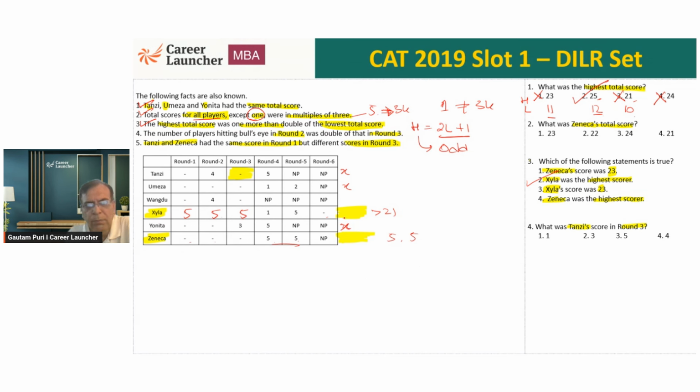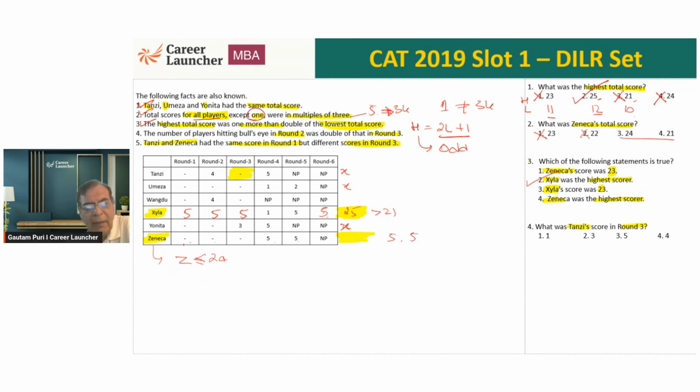Okay. So if this is 25, what does that mean? 5, 10, 15, 20, 21 plus 4, 25. And Zeneca? Zeneca is 5, 5, how much? Look at Zeneca's total score. Now, please tell me the highest is 25, not a multiple of 3. Zyla is 25, which is not a multiple of 3. That means everyone else should be a multiple of 3. So Zeneca will be less than or equal to 24. And Zeneca should be a multiple of 3. Zeneca has to be a multiple of 3, right? So this cannot be, and this cannot be either. Zeneca is either 21 or 24.